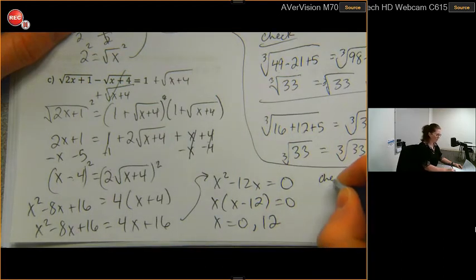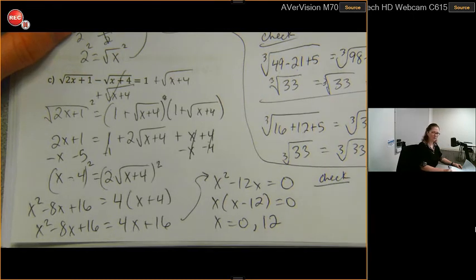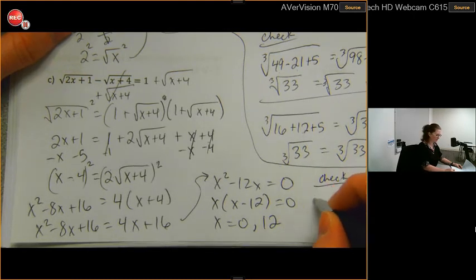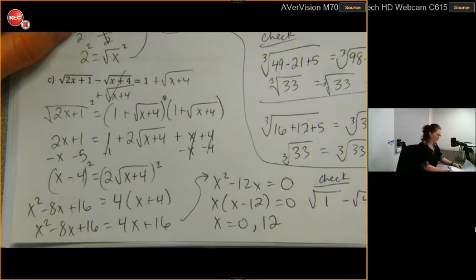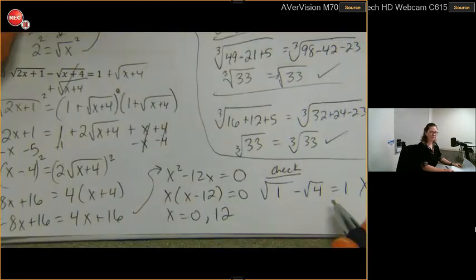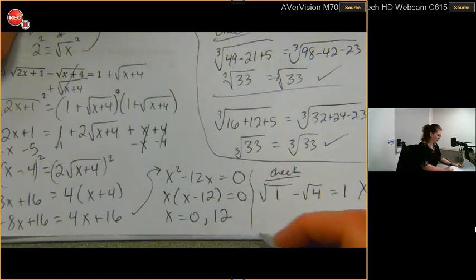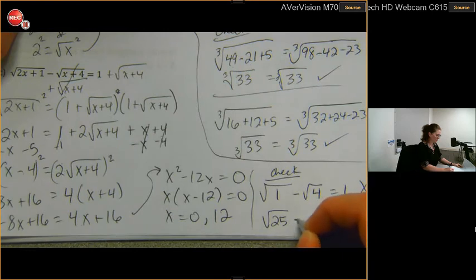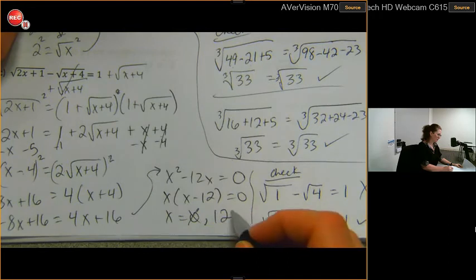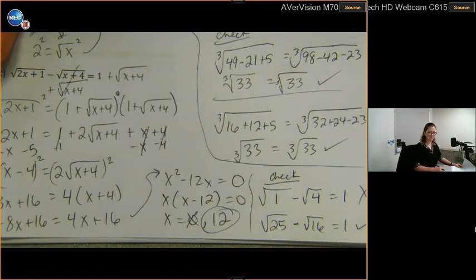GCF. Get x equals 0 and 12. When we check, when I put 0 back into the original problem, I get 1 minus 4 equals 1, and that is not true, because that's 1 minus 2. And then when I put the 12 into the original problem, I get 25 and 16 equals 1. That is true. So my answer is just 12.